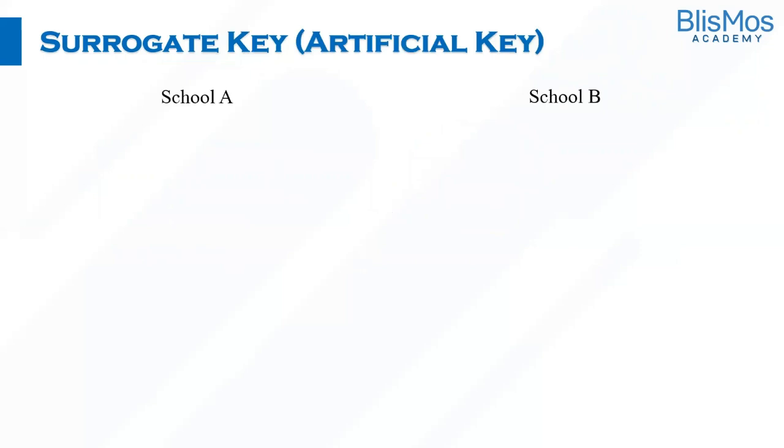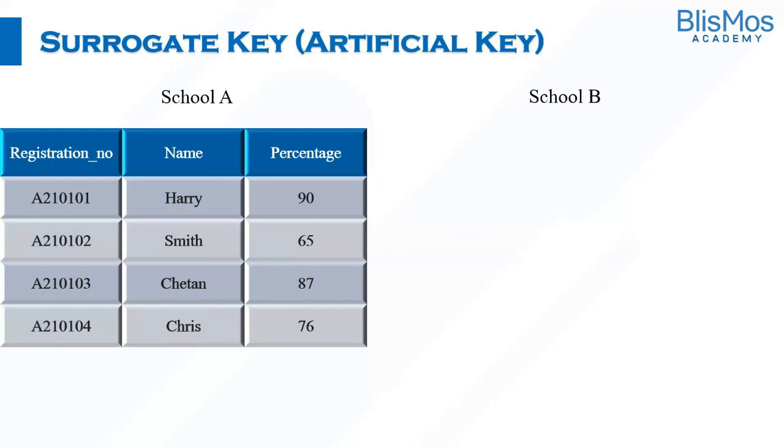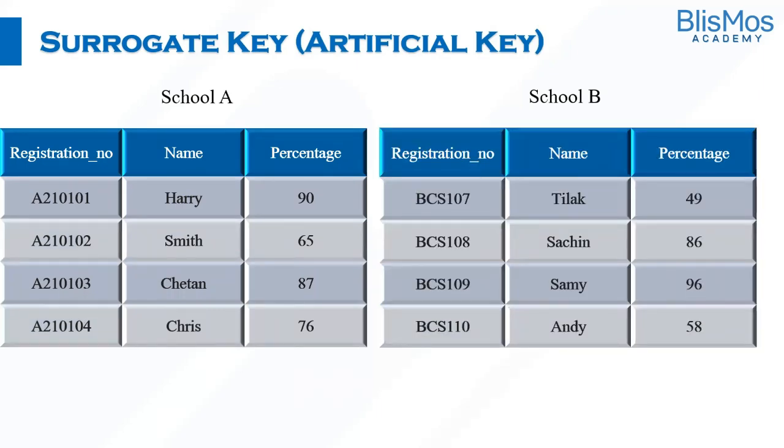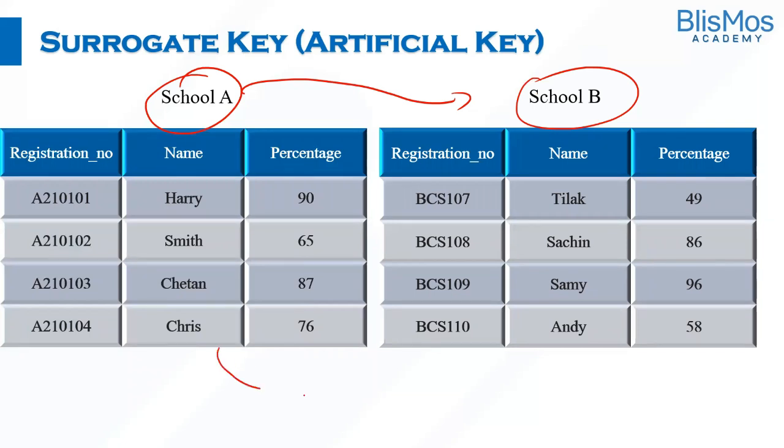Let's take an example here. Assume there are two schools, school A and school B. Because of the COVID situation, since there is a lot of attendance issue in school A and also in school B, both of them are partnering with each other. It's like, assume that school A has been bought over by school B. In that case, we need to combine the data of school A with school B, right? Both the schools are capturing registration number, name, and percentage in their database. So when they merge together, instead of having multiple tables, we need to have a single table.